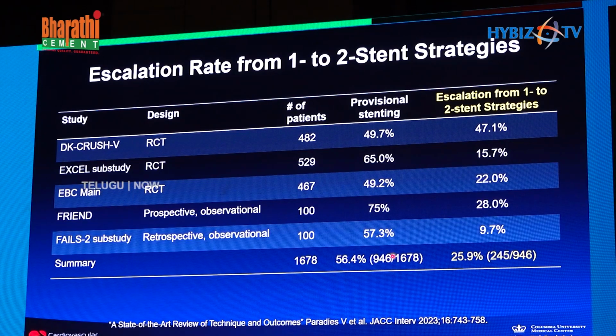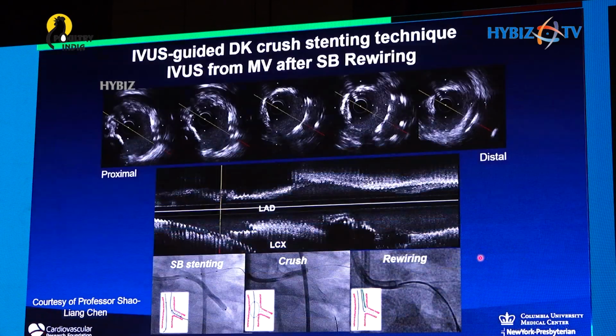And if you look into the other data, how often we see this type of bailout is actually one quarter of the cases. So it's not infrequent: even though we decide provisional, one quarter of the time they are going to bailout. So really looking at the ostial circ and making a good plan is really making good stenting.